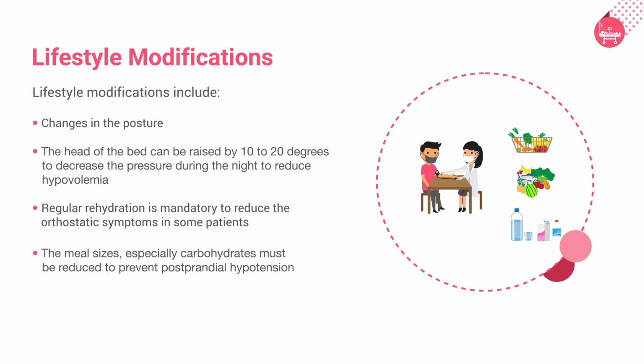Lifestyle modifications include the following: changes in the posture. The head of the bed can be raised by 10 to 20 degrees to decrease the pressure during the night to reduce hypovolemia. Regular rehydration is mandatory to reduce the orthostatic symptoms in some patients. The meal sizes, especially carbohydrates, must be reduced to prevent postprandial hypotension.